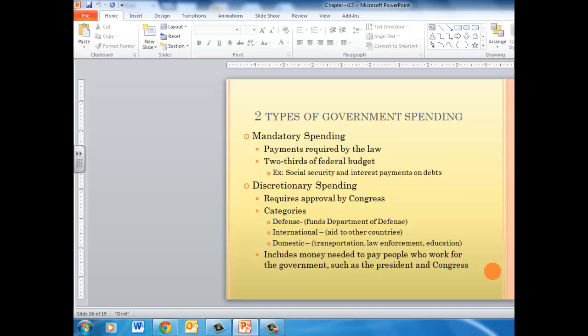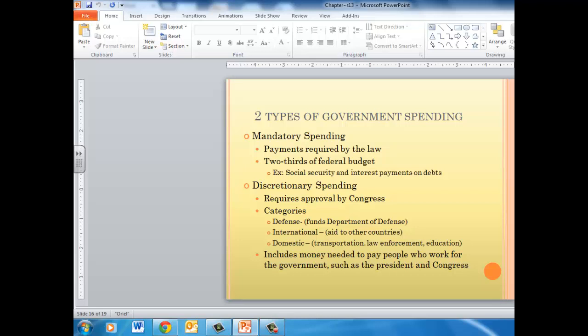We just changed the name a little bit. We have mandatory spending, and we have discretionary spending. Mandatory spending is required by law. That would be Social Security. That would be Medicare. That would be interest on our debt, interest on bonds that people have purchased. That comprises 2/3 of our federal budget. So we only have 1/3 of our federal budget that is discretionary spending.